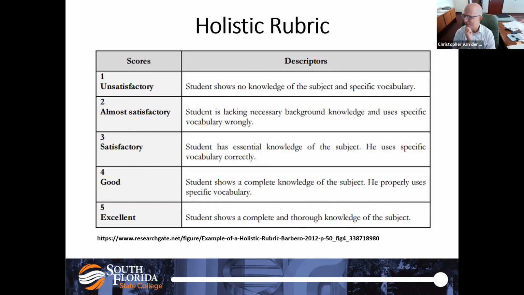It's easy to develop. It's easy on the instructor, at least in the short run. So it's generally easy to develop, less time than the analytic rubric. Professor Andrews, please.